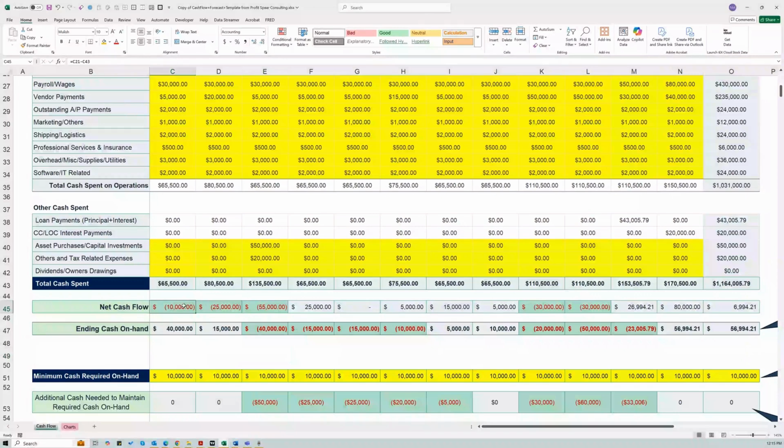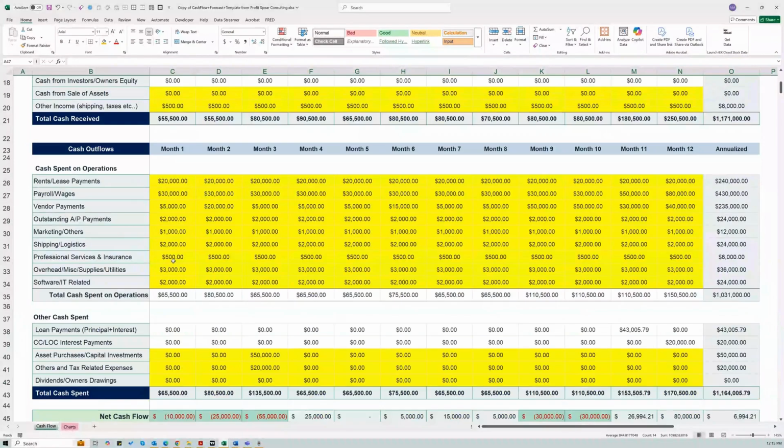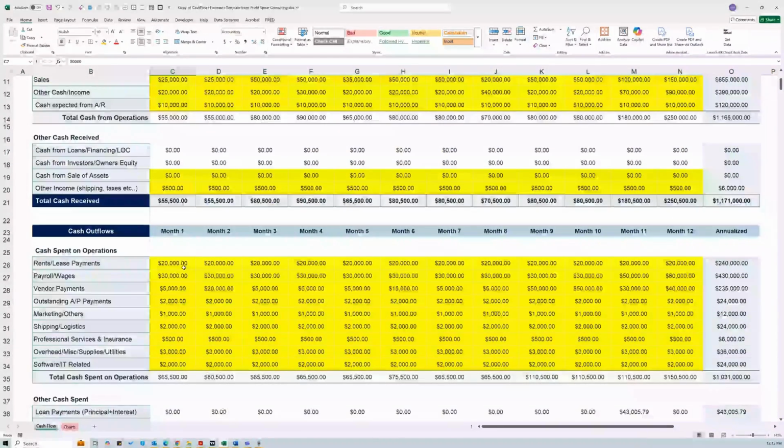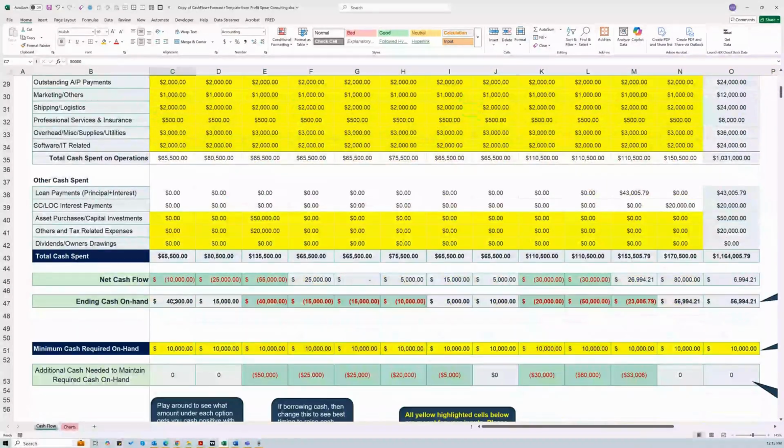Because you brought in less than you spent, as a result, your net cash on hand has come down from 40,000 at the beginning of the period to 40,000 less, because your net cash was negative 10,000. All right, so then this is showing you what your cash position on hand is each month.